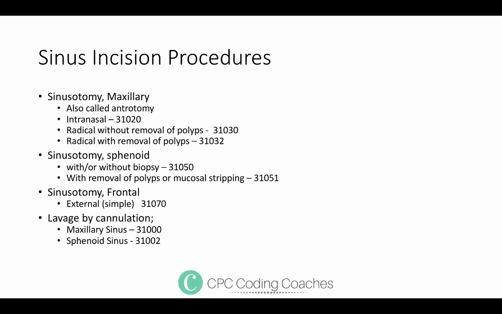31020. Radical without removal of polyps is 31030. Radical with removal of polyps is 31032. Sinusotomy of the sphenoid, you can code with or without biopsy 31050, or with removal of polyps or mucosal stripping 31051. Sinusotomy of your frontal sinus is external simple 31070. And lavage and cannulation of your maxillary sinus is 31000, and of your sphenoid sinus is 31002.